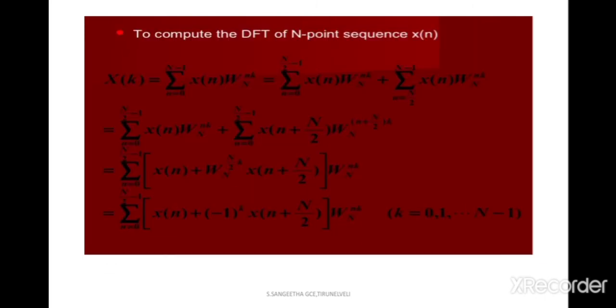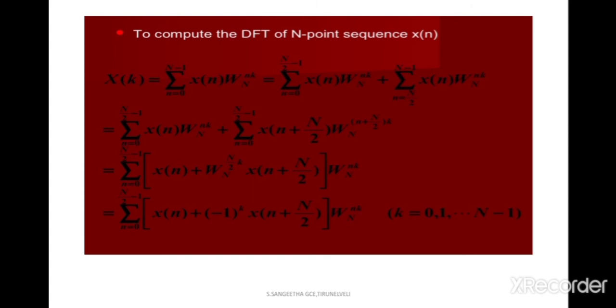So to compute the DFT of the N point sequence x of n, X of k is equal to the summation of n equal to 0 to N minus 1 of x of n W N power nk. So this can be divided into the ranges from 0 to N by 2 minus 1 and N by 2 to N minus 1. So here 0 to N minus 1 can be split into 0 to N by 2 minus 1 and N by 2 to N minus 1. So correspondingly the values will be noted, and we have taken commonly the summation of n equal to 0 to N by 2 minus 1.